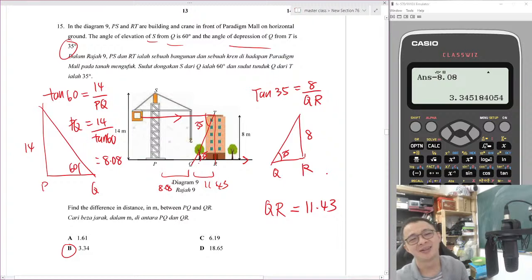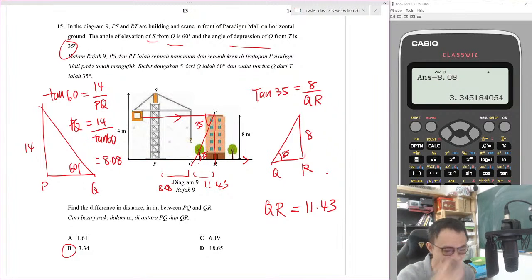But maybe the question is not to scale here. So yeah, I don't know. But I guess all the elevation and depression angles will be good. Yeah, it's correct. So let me move on to the next one.